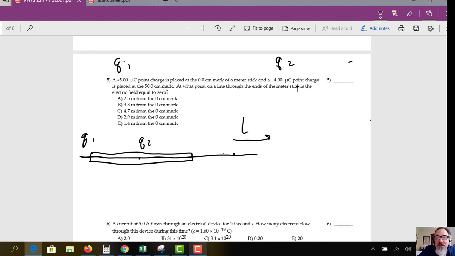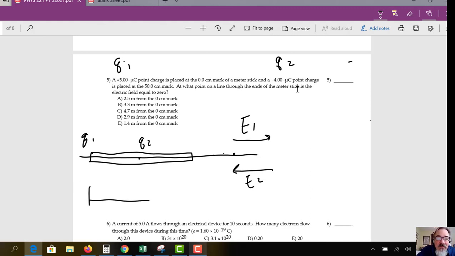It's because the electric field because of Q1 is this way, away from Q1. The electric field because of Q2 is this way, towards Q2. So those are actually equal to each other. So they're saying at what point along the line through the end of the meter stick is the electric field 0? And if you look at the answers, it's always measured from the 0 centimeter mark.